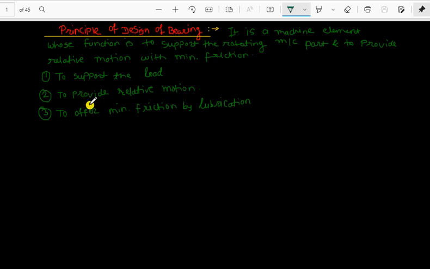Another important work done by the bearing is to provide minimum friction by lubrication. By applying lubricant, either hydraulic or pneumatic, the friction is reduced so that there will be a smooth relative motion. We will see one by one the types and classification of bearing.